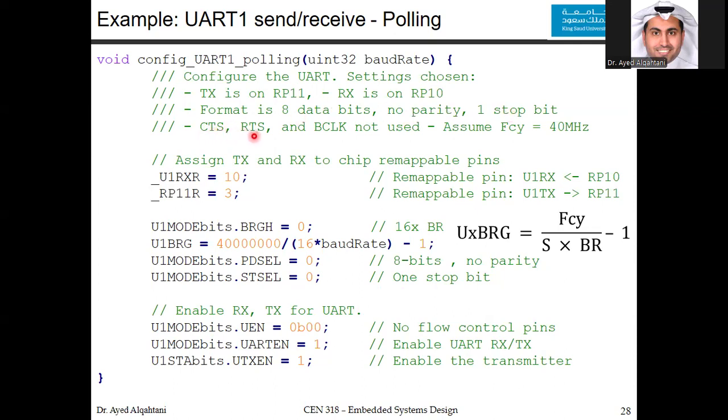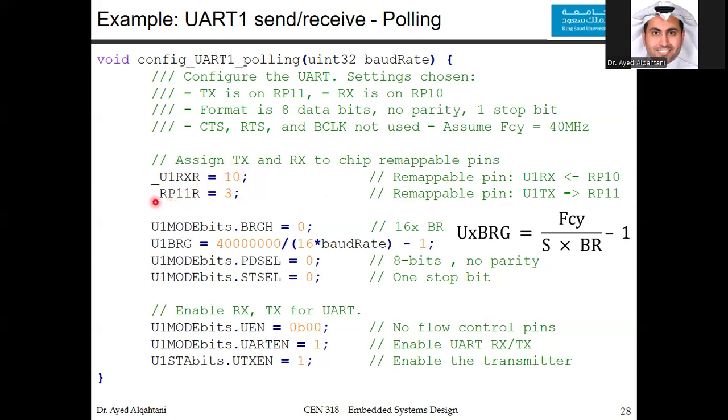We have clear to send, request to send. All the flow control bits are not used. Also the B clock. And the FCY is 40 mega, or the FOSC is 80 megahertz. Now to set up the remappable pins, remember, we talked about this in the interrupt lecture. For the receiver, we would say underscore U1RXR is equal to 10. So now we use the name of the receiver, and we make it equal to the remappable pin number 10.